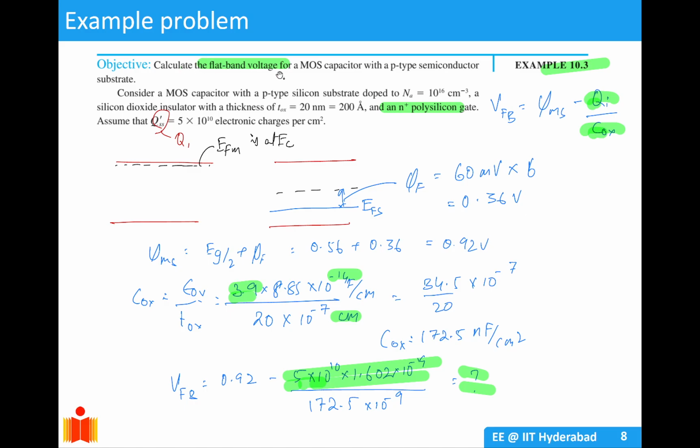Another question: calculate the flat band voltage for a MOS capacitor with a p-type semiconductor substrate. Consider a MOS capacitor with a p-type silicon substrate doped to Na equal to 10^16 per cm³, a silicon dioxide insulator with thickness of Tox equal to 20 nanometer or 200 angstrom, and an n-type polysilicon gate. Assume that Q'ss is 5 × 10^10 electronic charges per centimeter square.